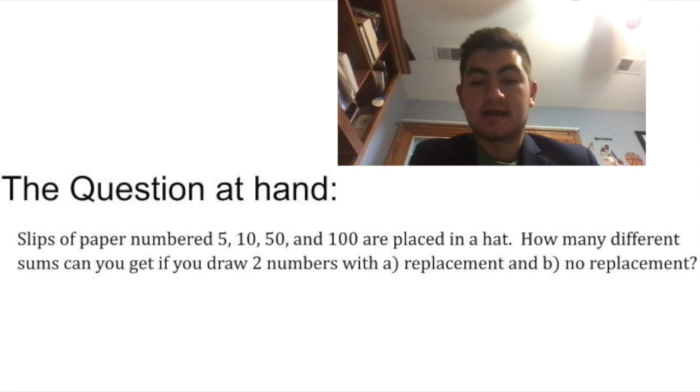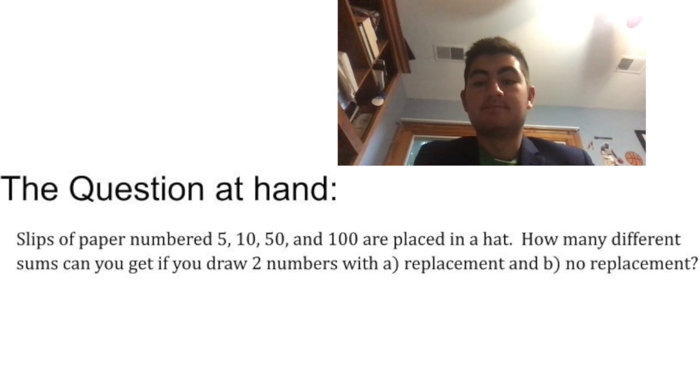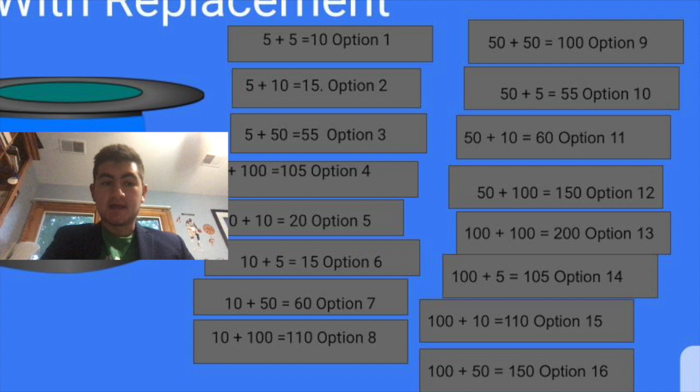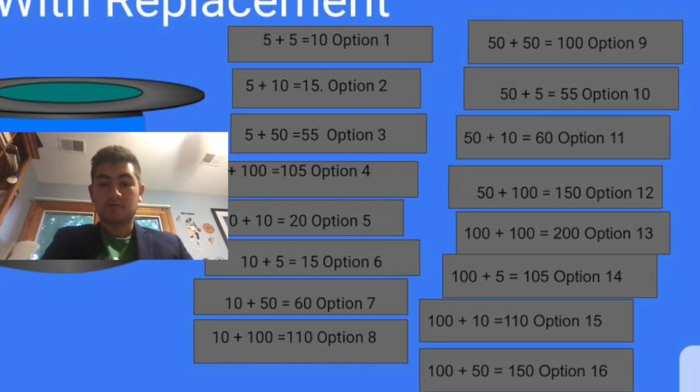Now, hopefully you understand the difference between replacement and no replacement, and we can delve further into the problem. We've already explained what replacement is and what no replacement is. I think it's important that we start delving into the actual question itself. So the question is, you're taking slips of paper 5, 10, 50, 100. We're going to start with replacement. As we've already explained, that means you put it back in.